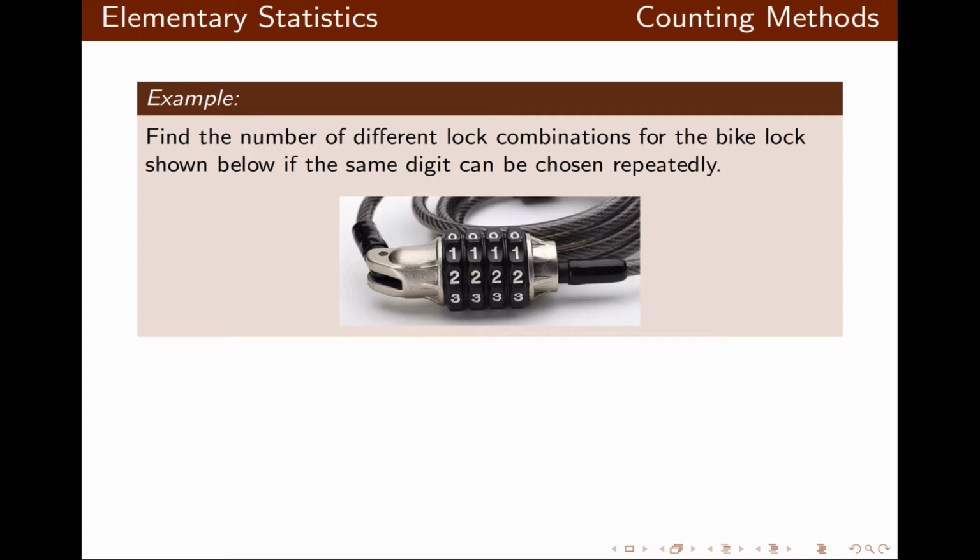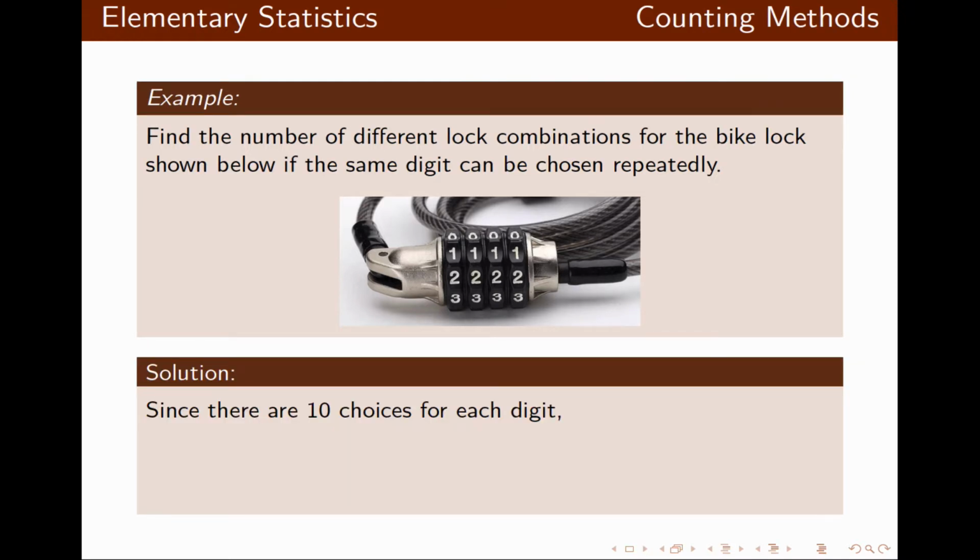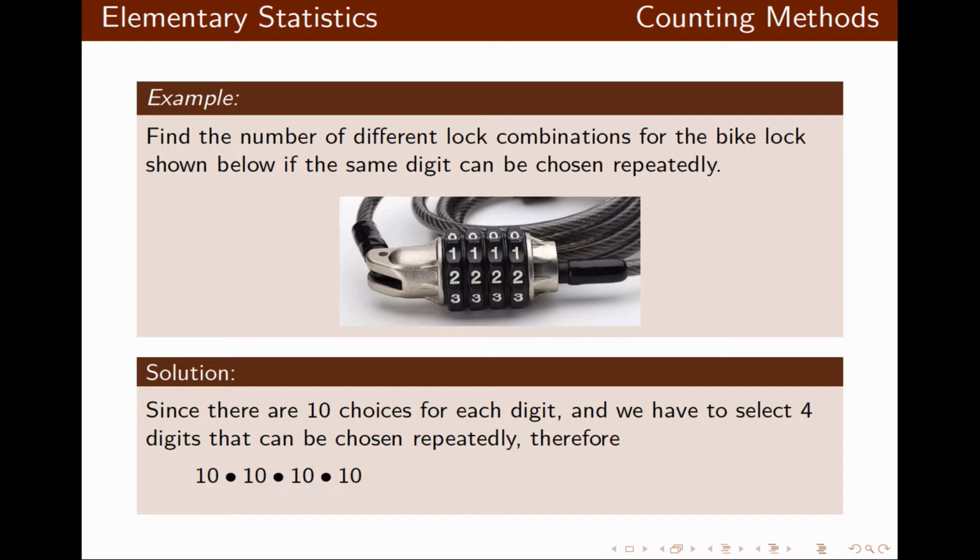In this example, we want to find the number of different lock combinations for the bike lock shown below, if the same digit can be chosen repeatedly. Well, there are 10 choices for each digit, 0 through 9. And we have to select 4 digits which can be chosen repeatedly. So the answer will be 10 times 10 times 10 times 10, where 10 is the number of choices per digit. So we can do that in 10,000 different ways.